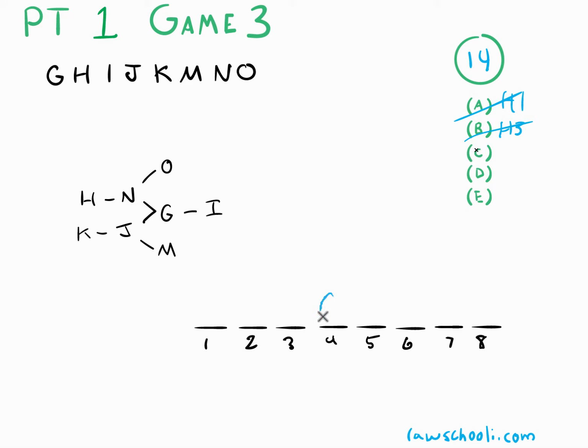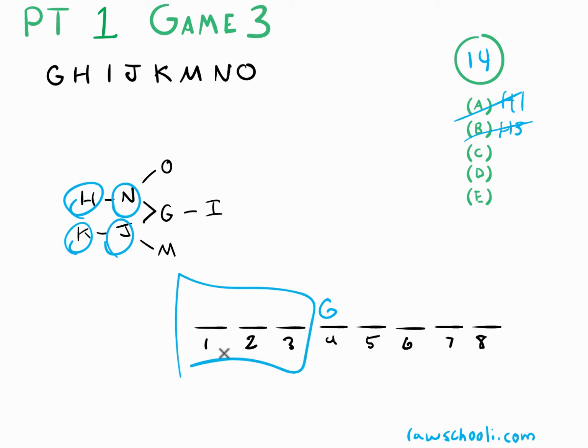How about Greg in 64? Well, Greg in 64, all these things have to be before Greg, right? So that's 4 things, and we only have 3 spaces.